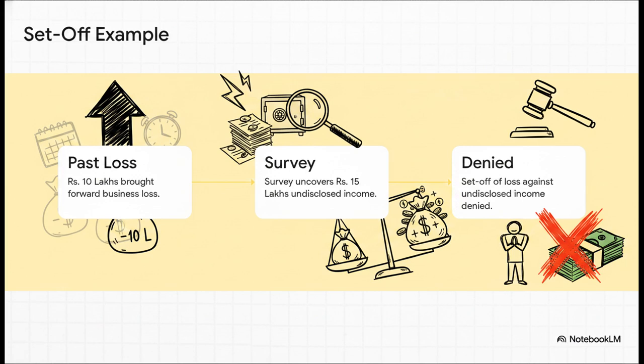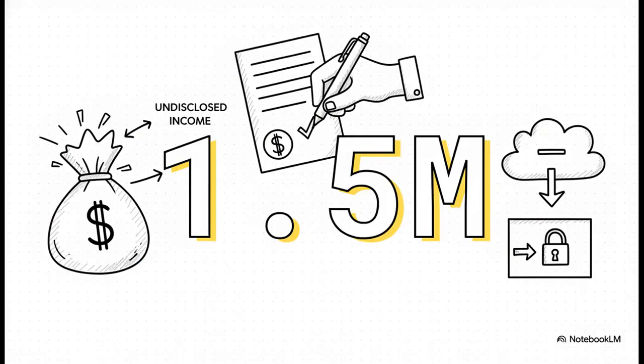The taxpayer tries to be clever and offset their 10 lakh loss against that 15 lakh discovery, but under Section 120, this setoff is strictly denied. Absolutely no way. So what's the damage? The taxpayer has to pay tax on the full 15 lakh rupees of undisclosed income for that tax year. Period. That 15 lakhs is put in its own little box, completely separate from their normal business computations.